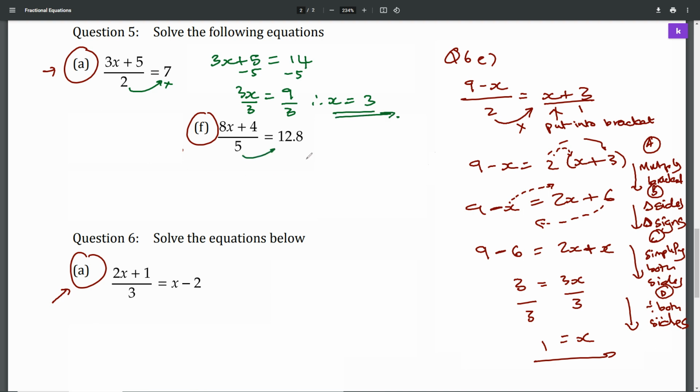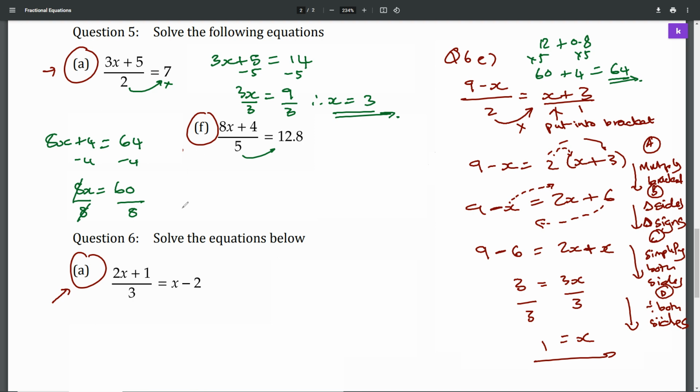This one here, 5 times 12.8. I can work it out. So it's 12 plus 0.8. If I multiply this by 5, I get 60. If I multiply this by 5, 5 times 0.8 is 4. So this is 64. So this is going to get me 8x plus 4 equals 64. Subtracting 4 both sides gets me 8x equals 60. Then dividing by 8 on both sides gets me x equals 60 over 8, which is 30 over 4, which is 15 over 2, which is 7.5.